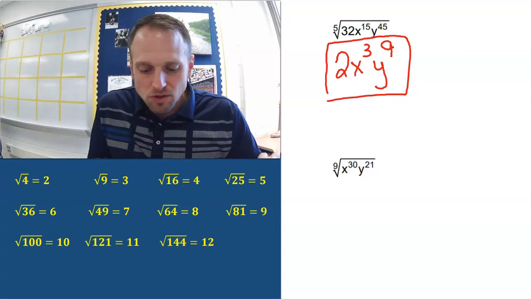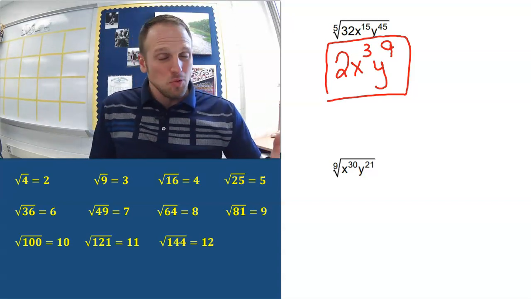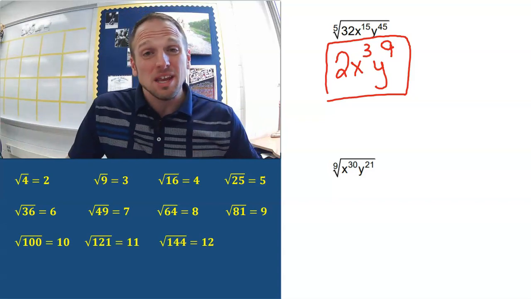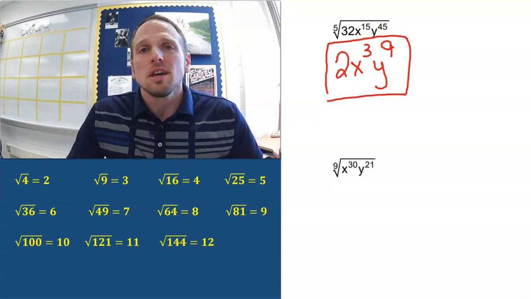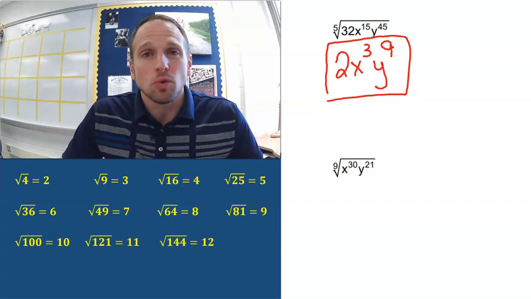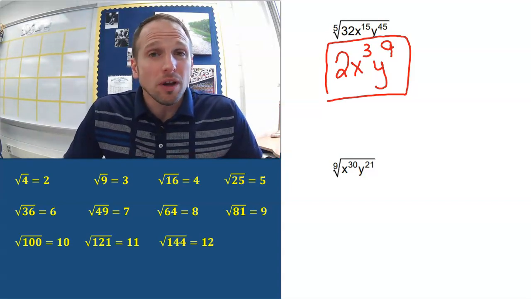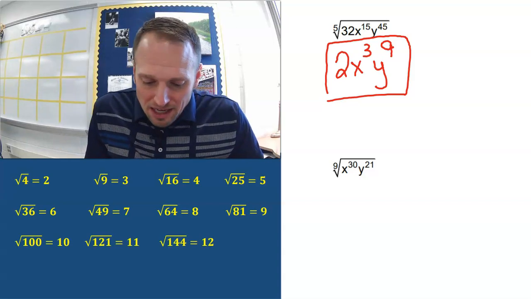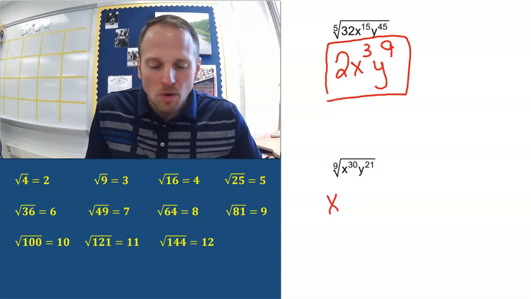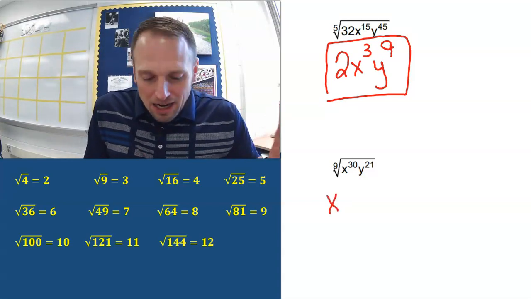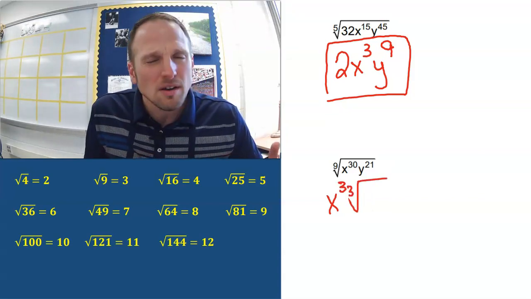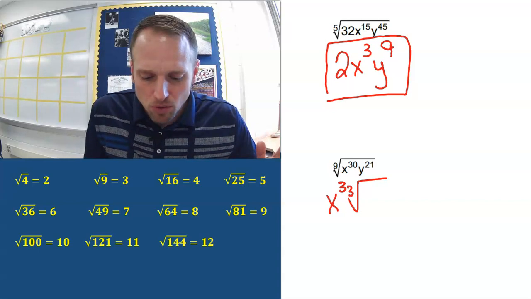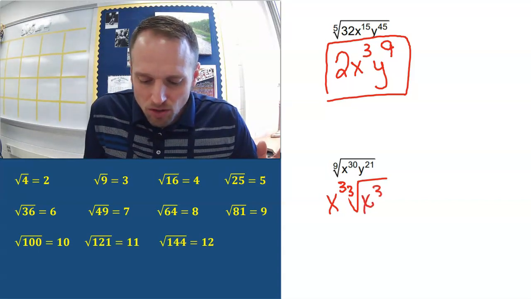So that's awesome. Let's look at this next one. The 9th root. Ninth root? Are you kidding me right now? Well, the rules stay the same. There's no numbers in there to have to take the 9th root of. So with the exponents, all we have to do is divide. So this is x to the 30th. 30 divided by 9 is going to be 3, remainder 3.